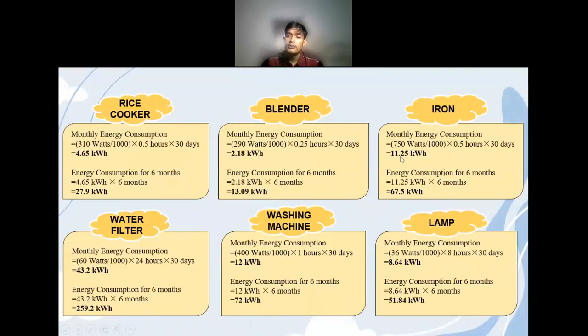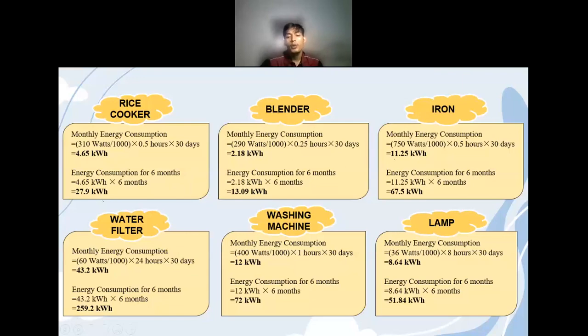Next is iron. Monthly energy consumption for iron is 11.25 kilowatt per hour. And the energy consumption for 6 months for the iron is 67.5 kilowatt per hour. Next is water filter. The monthly energy consumption for this water filter is 43.2 kilowatt per hour. For the 6-month consumption is 259.2 kilowatt per hour. The washing machine.